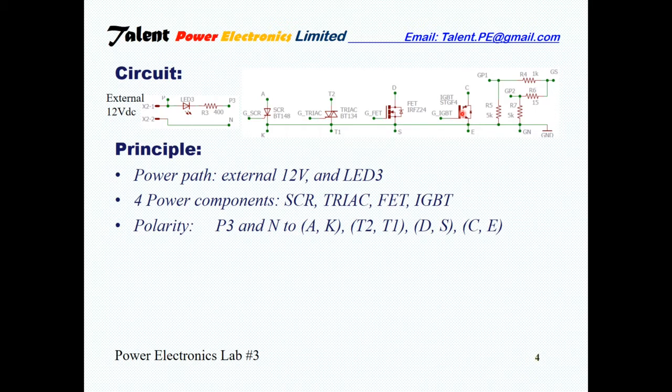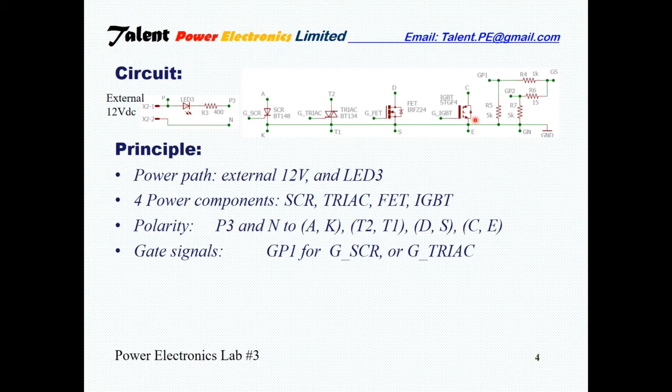To arrange for the power polarity, we would connect the two pins found on your common power path, P3 and N, accordingly. For example, for the positive power polarity of SCR, you would connect P3 to A and N to K. For the reverse polarity, or the negative polarity, we would connect P3 to K and N to A. You can use a similar arrangement for triac, MOSFET, and IGBT.